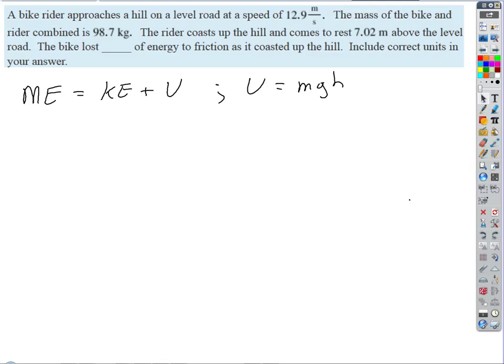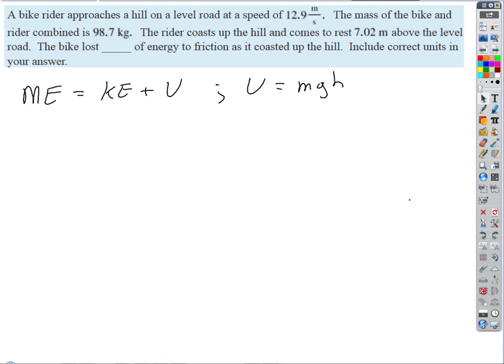Okay, so what about this? Bike rider approaches a hill. We started talking about this, Soren, and we kind of ran out of time at the end. All right, so this is where we got to talk about mechanical energy just a little bit.